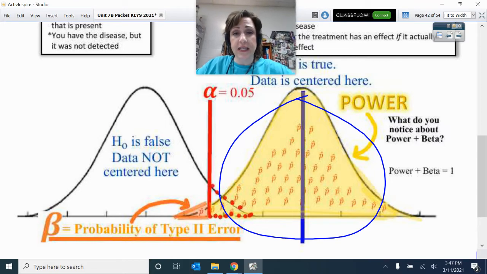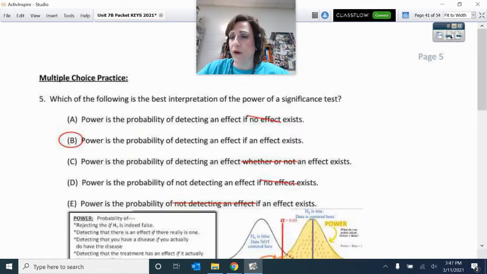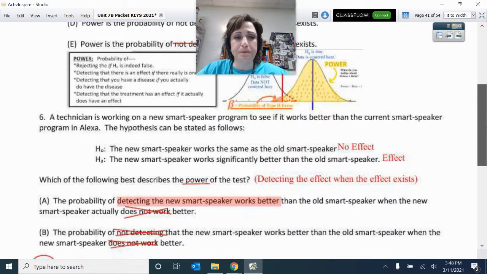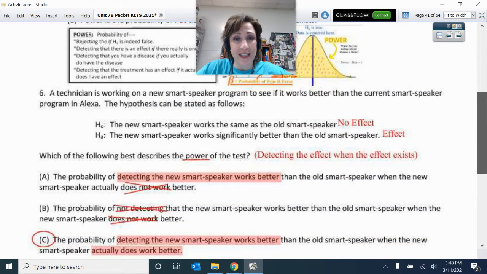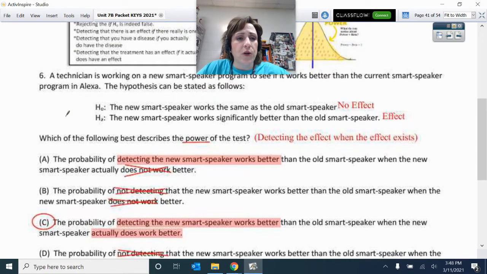So it's all the samples that lead us to see that there is an effect, because there really is one. So that's what we want to reference when we look here, detecting an effect if one really exists. All of those samples over there. Now then we just do some of these in context. So of course HA is there is an effect. The new smart speaker works better than the old. So power would then be being able to detect that the new smart speaker works better if it really does work better.